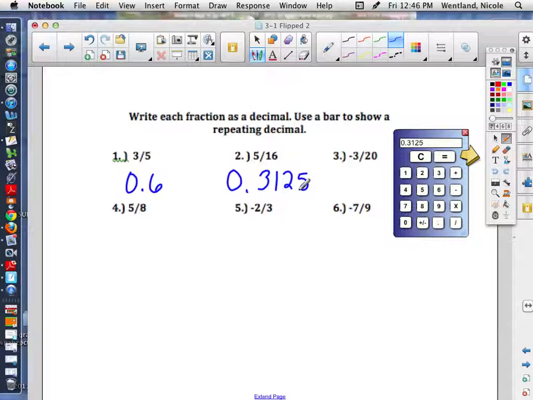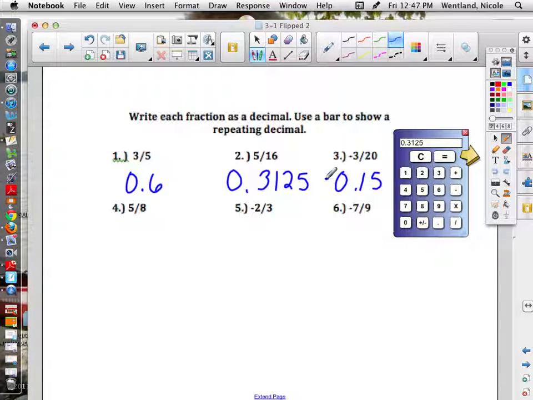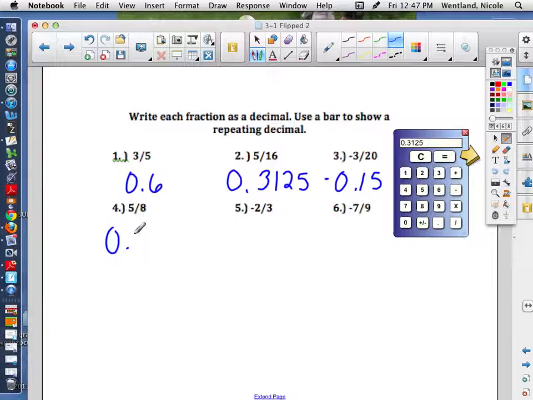I would do the same for 3/20. 3/20 works out to be 0.15 or 15 hundredths. Notice it was a negative 3/20. If the fraction is negative, so is the decimal. 5/8 would be 0.625 or 625 thousandths. The first four have all been terminating decimals.